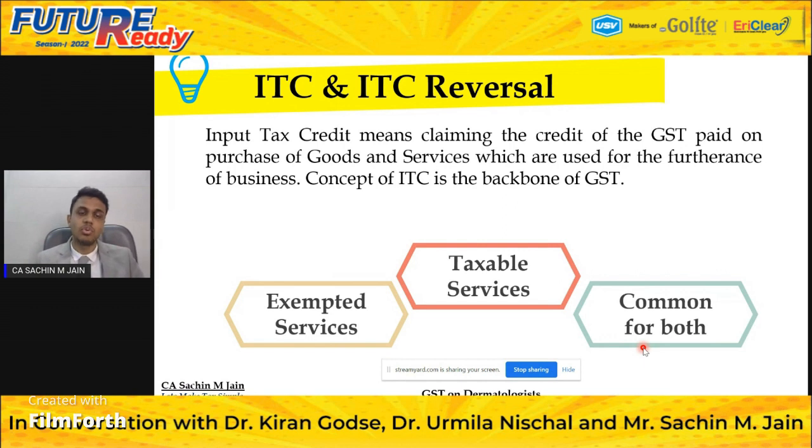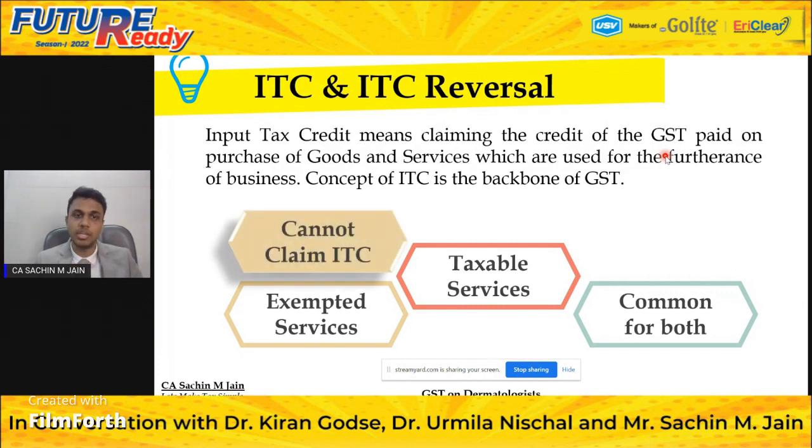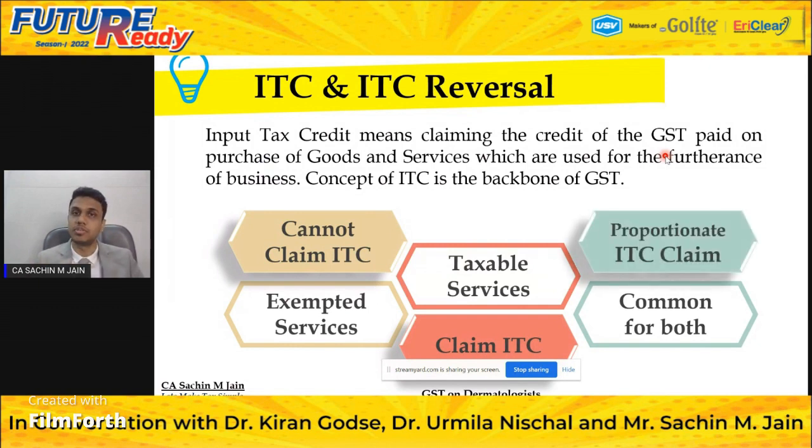So whatever we buy or any expenditure we make, for exempted supply, we cannot claim ITC of that. I repeat, any expenses which we make exclusively for the purpose of exempted supply, we cannot claim ITC of those expenses or items. And whenever we make any expenditure exclusively for taxable sales, there we can claim the ITC of that. Thirdly, there are some common expenses which we incur, which are used for both taxable sales as well as exempted sales. There we need to claim the ITC on a proportionate basis.